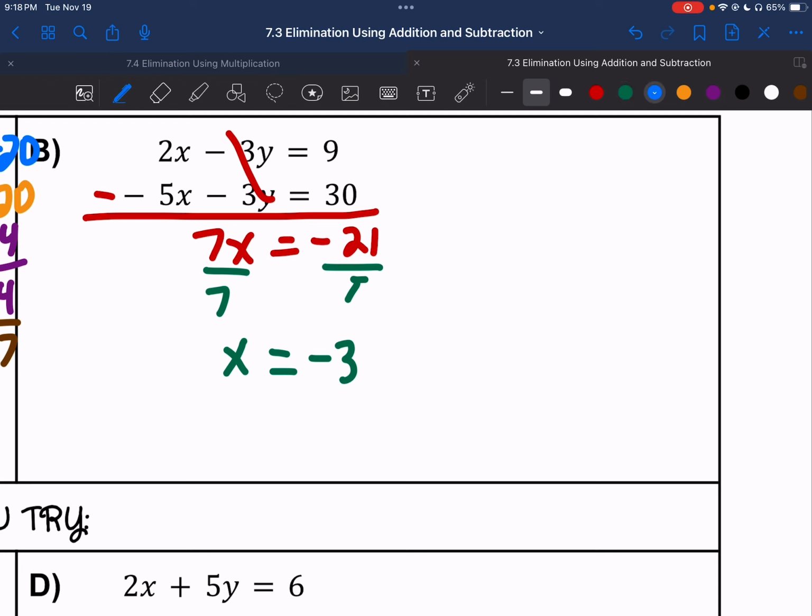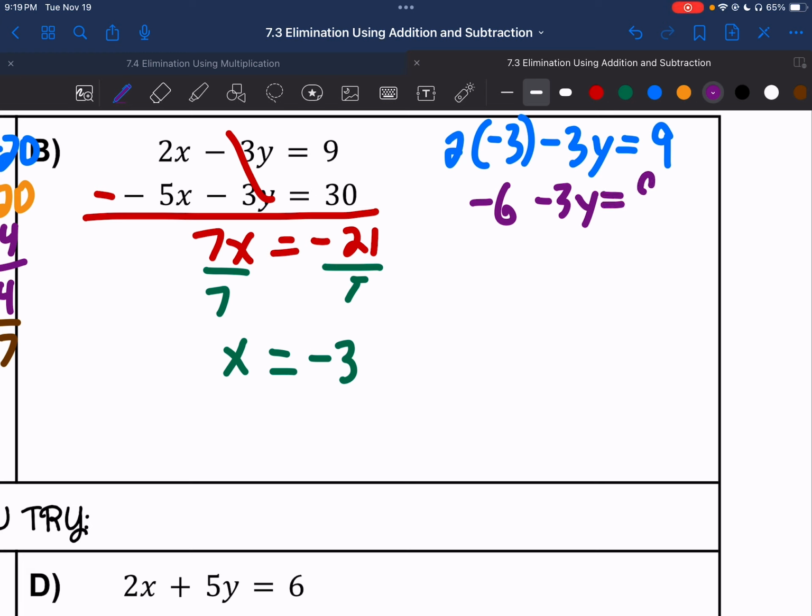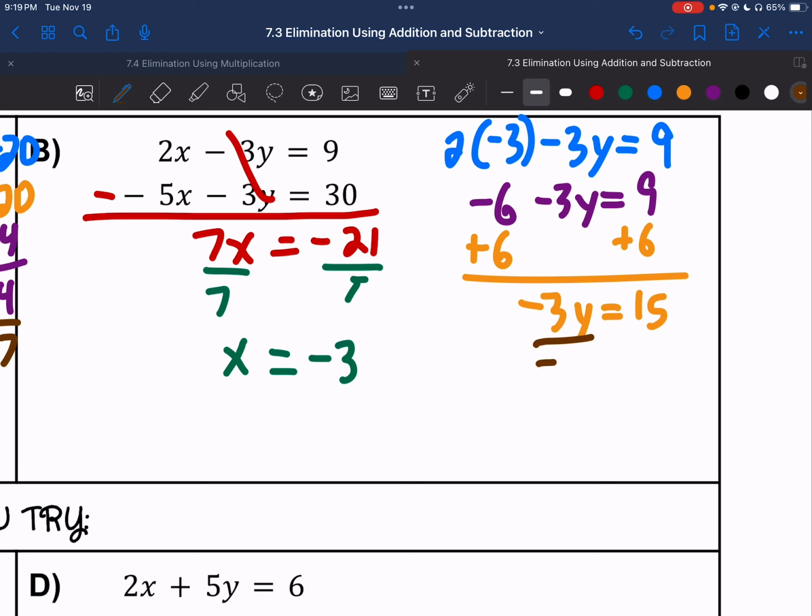We're going to substitute that in. We have 2 times negative 3 minus 3y equals 9. 2 times negative 3 is negative 6, minus 3y equals 9. We're going to add 6 to both sides. Negative 3y equals 15. And we're going to divide by negative 3. We get y equals negative 5. So my ordered pair is (-3, -5).